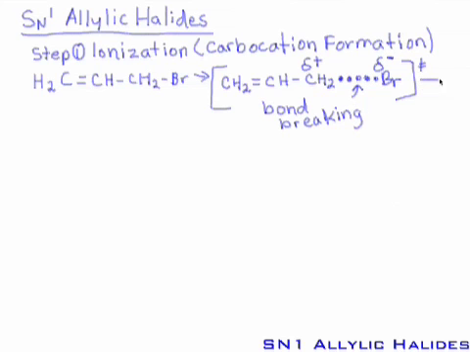And so if I were to draw the result of this, I get Br minus, and I get a carbocation. No surprises here. But in many ways, this looks like a primary carbocation. And remember, primary carbocations are not very stable.